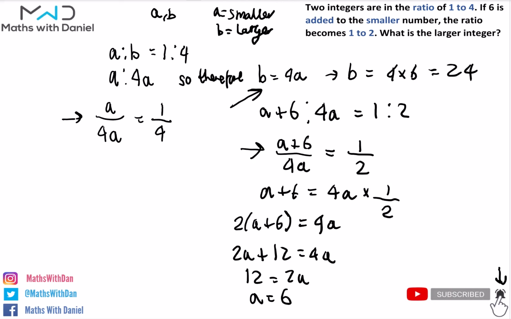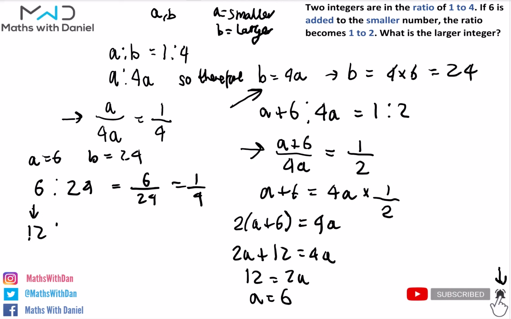And if you think about it, we've got A is equal to 6 and B is equal to 24. First things first, 6 to 24 is in the ratio 1 to 4, because 6 over 24 is equal to a quarter. And if you add 6 to the smaller number, which is 6, the ratio becomes 12 to 24, which is 12 over 24, which is 1/2, which is 1 to 2. So it works.